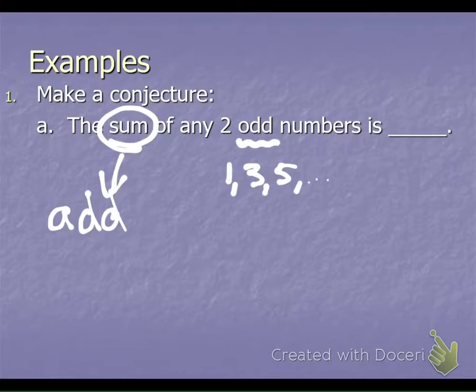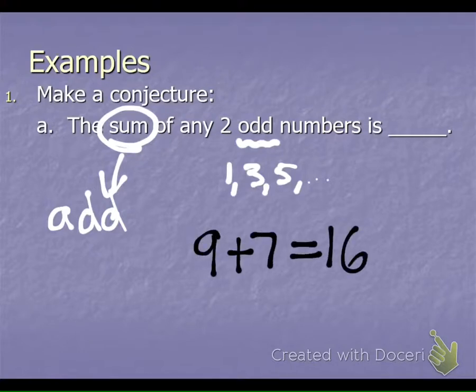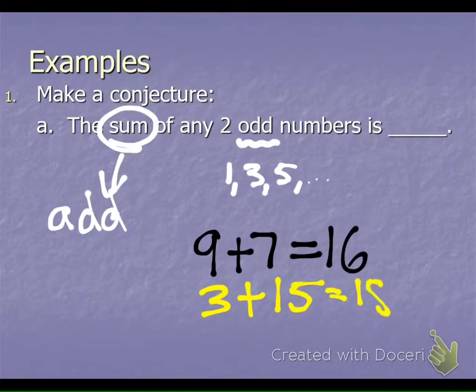So, someone throw out an odd number. Any odd number, go. 9 and 7, I heard. 9 plus 7 is 16. You should be writing this in your notes. Give me another odd. 3 and 15 gives me 18. Okay? Let's do one more set. 11 plus 1 equals 12.